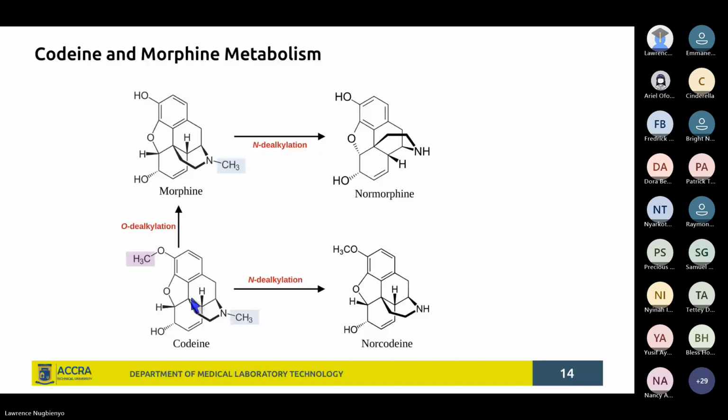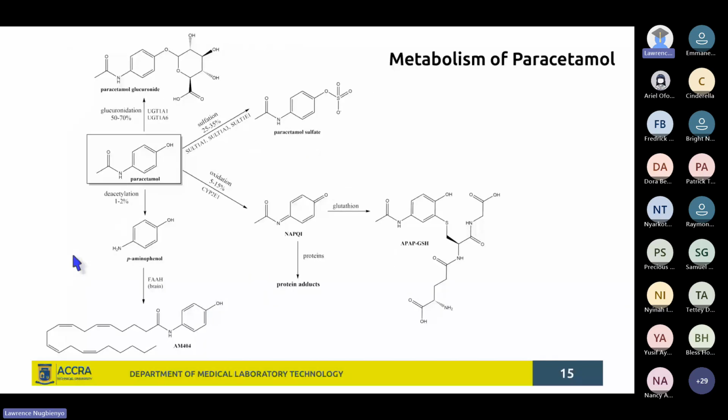All right. Now a very common one, paracetamol. Take a look at paracetamol. This is paracetamol here, the structure. Acetaminophen. So that is N-acetyl benzoyl.